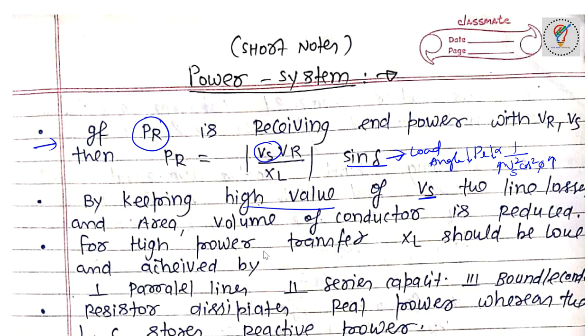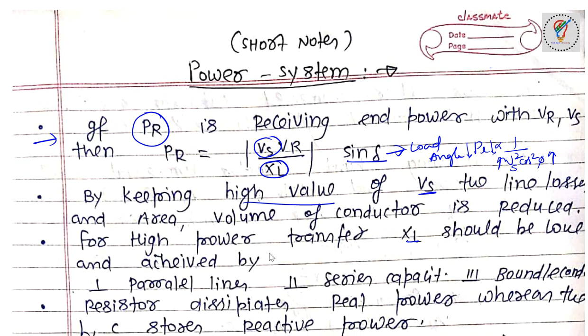So for high power transfer, XL should be a lower value. In this formula we have XL, which is nothing but the transmission line reactance. So the transmission line reactance can be reduced by using what?